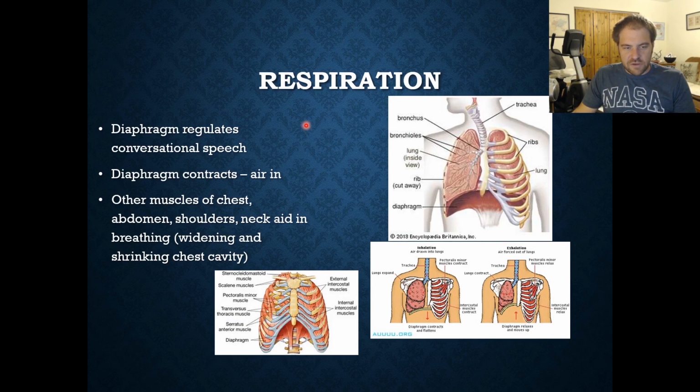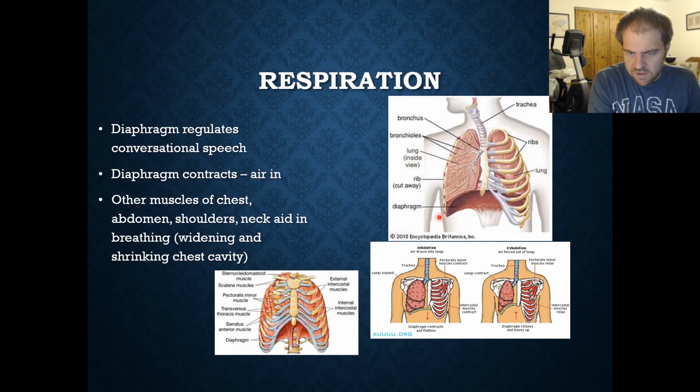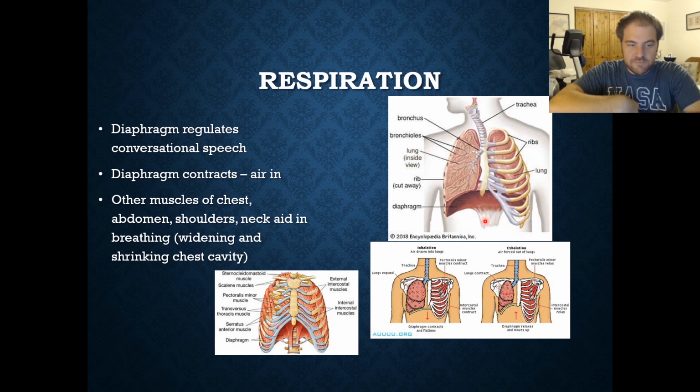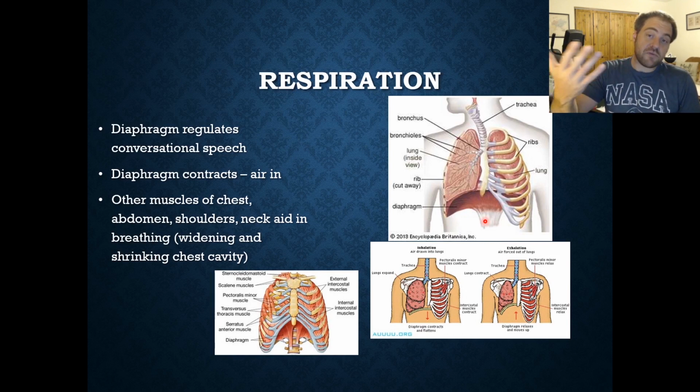So here's respiration. The diaphragm is our main muscle that we're talking about here, and that is going to regulate conversational speech. It's really the main thing that comes into play when we're just talking regularly. The diaphragm contracts and pulls down, so it's a parachute-like shape that comes up like this, and when it contracts, it pulls down, and that allows air to rush in. Then you relax the diaphragm and air will come out.